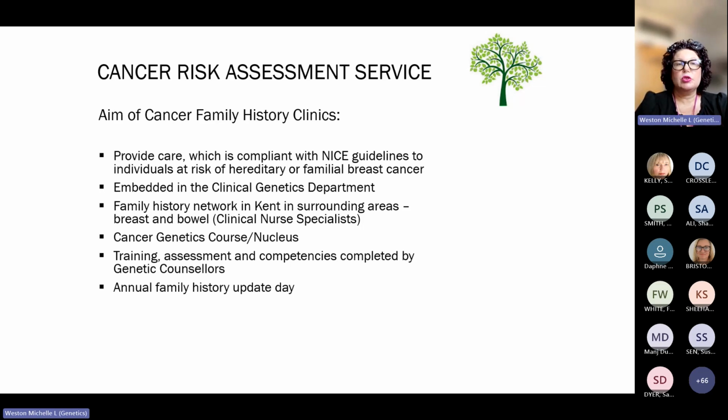To become a family history nurse, we go through, as I say, training, assessment and competencies, and these are completed by genetic counsellors. So that is for all nurses that do the family history, whether it's in here or the ones that are running clinics throughout Kent and the surrounding areas. And then as a department, they do an annual family history update day to ensure that we're kept up to date. As I'm sure some of you are aware, genetic testing is continuing to evolve, as more testing, such as mainstream, is evolving.